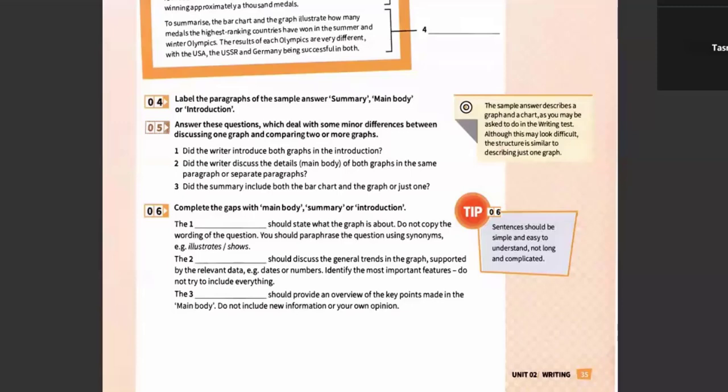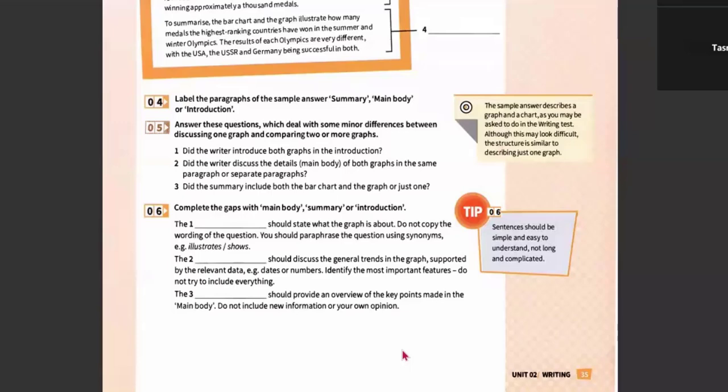Okay. Then number two, for the main body, it says that we should discuss the general trends in the graph supported by relevant data. So the data that should be included in the paragraph from the diagrams should be included in the main body. All the information should be given in the main body.